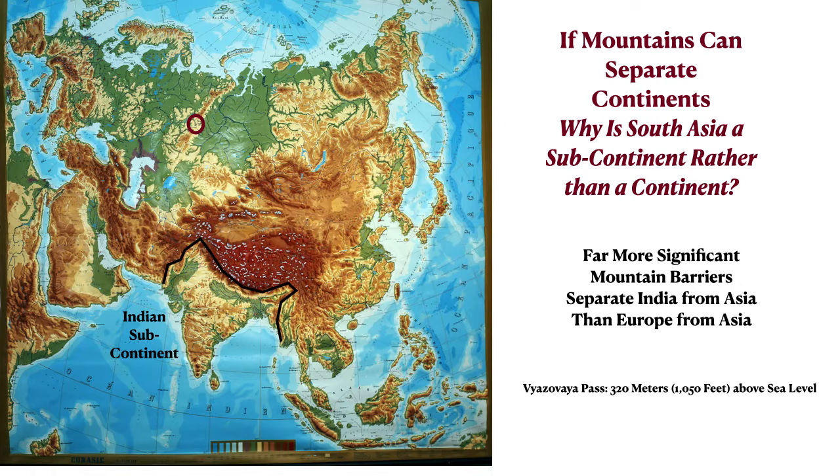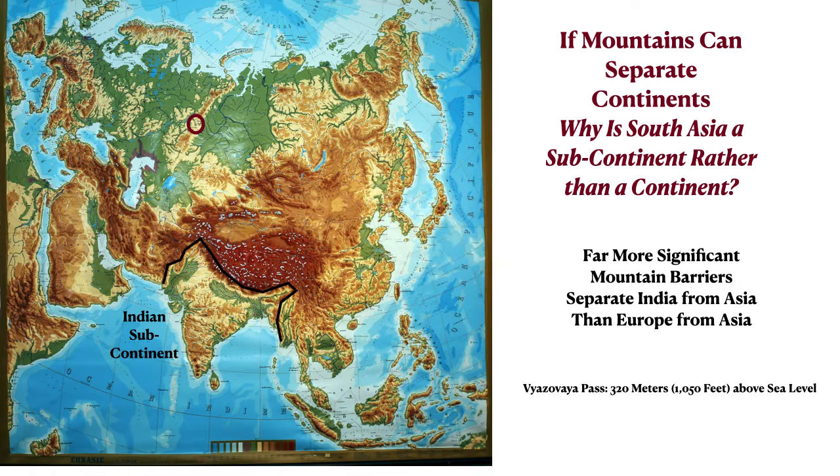I put a red circle around the low point in the Ural mountain range, sort of in the central part. The lowest pass is only 320 meters, or about 1,050 feet above sea level. An interesting little historical fact here is when the Russian state began to conquer Siberia, or what we could call Asian Russia, the area to the east of the Ural Mountains in the late 1500s, the Cossacks who led that conquest were able to portage their river boats from Europe to Asia over the mountain pass, just to show how traversable it was. Quite a contrast to the Himalayan mountains, for example.